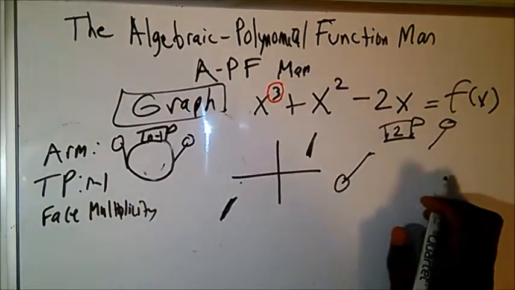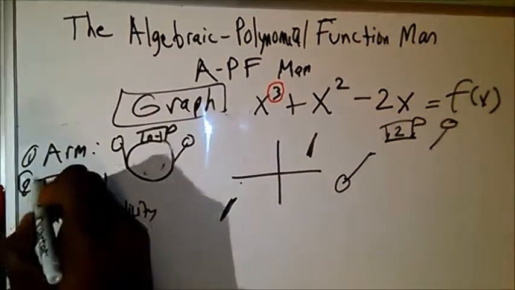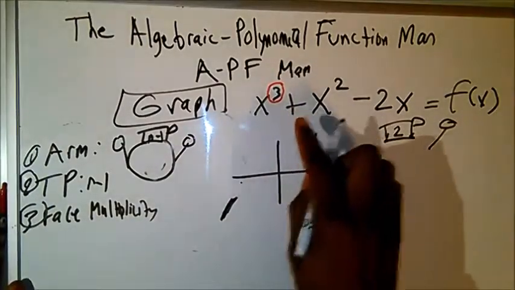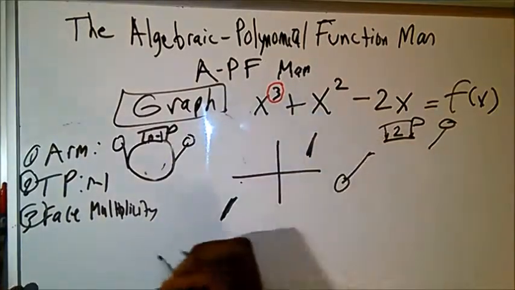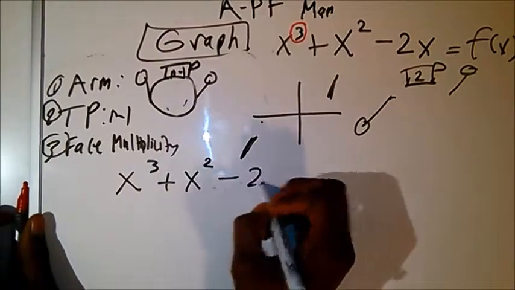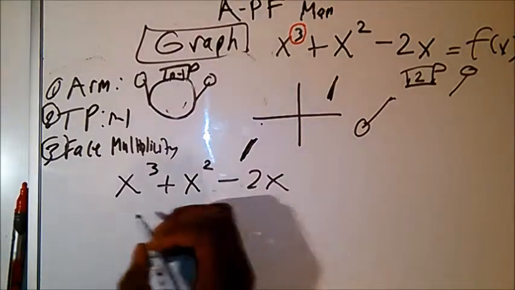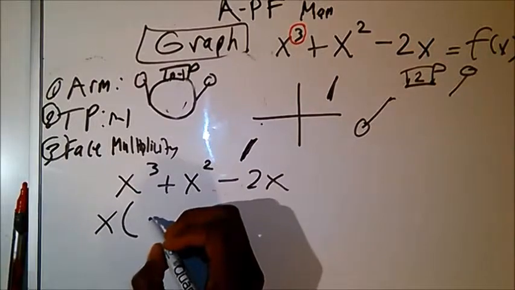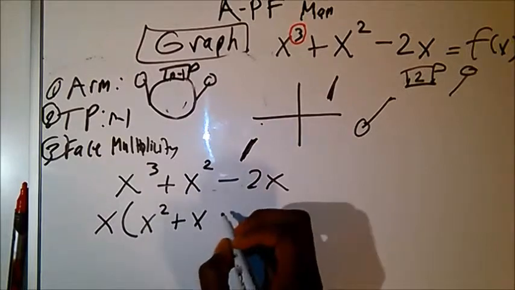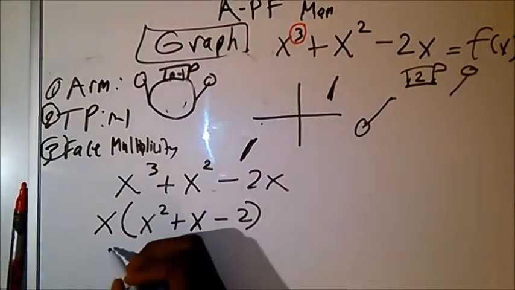Okay, and now that we're done with that, the next thing we need to do is determine our face multiplicity. So in order to do that, we have to factor. So let's factor this: x cubed plus x squared minus 2x. And when we factor it, we get x times x squared plus x minus 2. And we can further factor this.